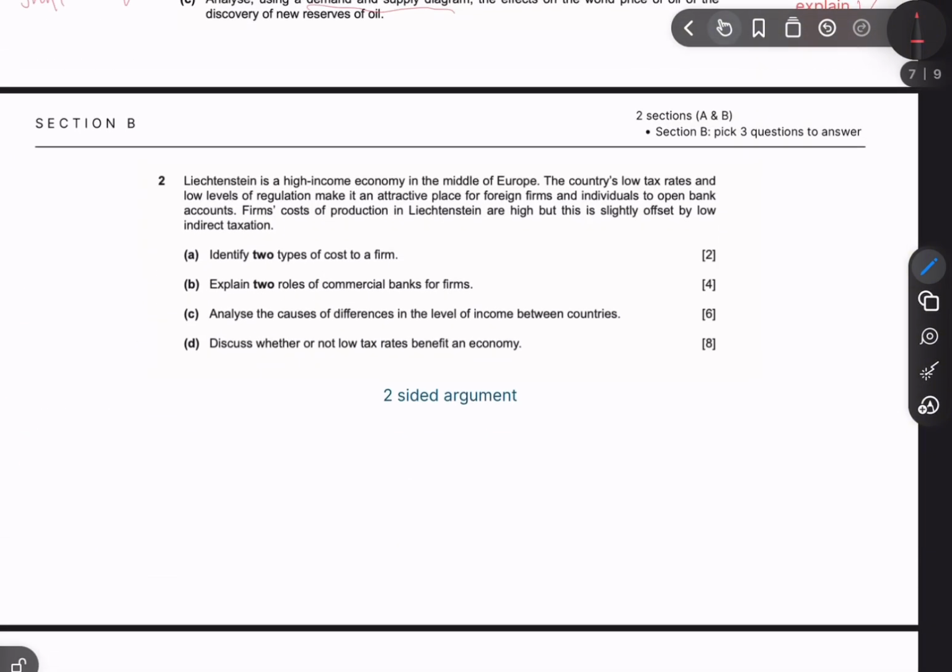Okay, next is part D, which is the 8 marks and is always the discuss questions. This is similar to the discuss questions in Section A, although marked a bit differently. For discuss questions, you have to remember that it needs to include both sides. So for this question, you have to state why low tax rates will benefit an economy as well as why it doesn't benefit the economy.